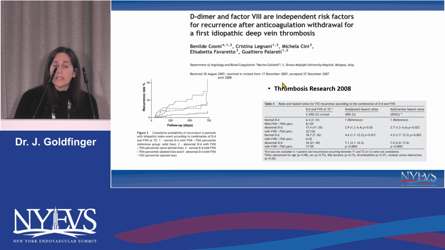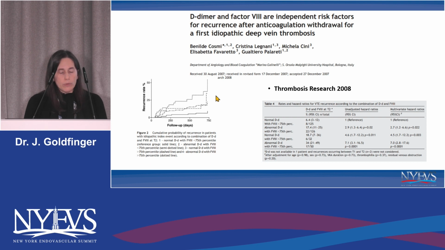Later, this group from Italy combined D-dimer and factor VIII. Just to note, they used 75th percentile as their cutoff. So used the same way. People were anticoagulated, they stopped anticoagulation, waited a month, and measured those levels. And people who had a low D-dimer factor VIII combo were considered low risk and could stay off of anticoagulation. People where both were high should be on it.